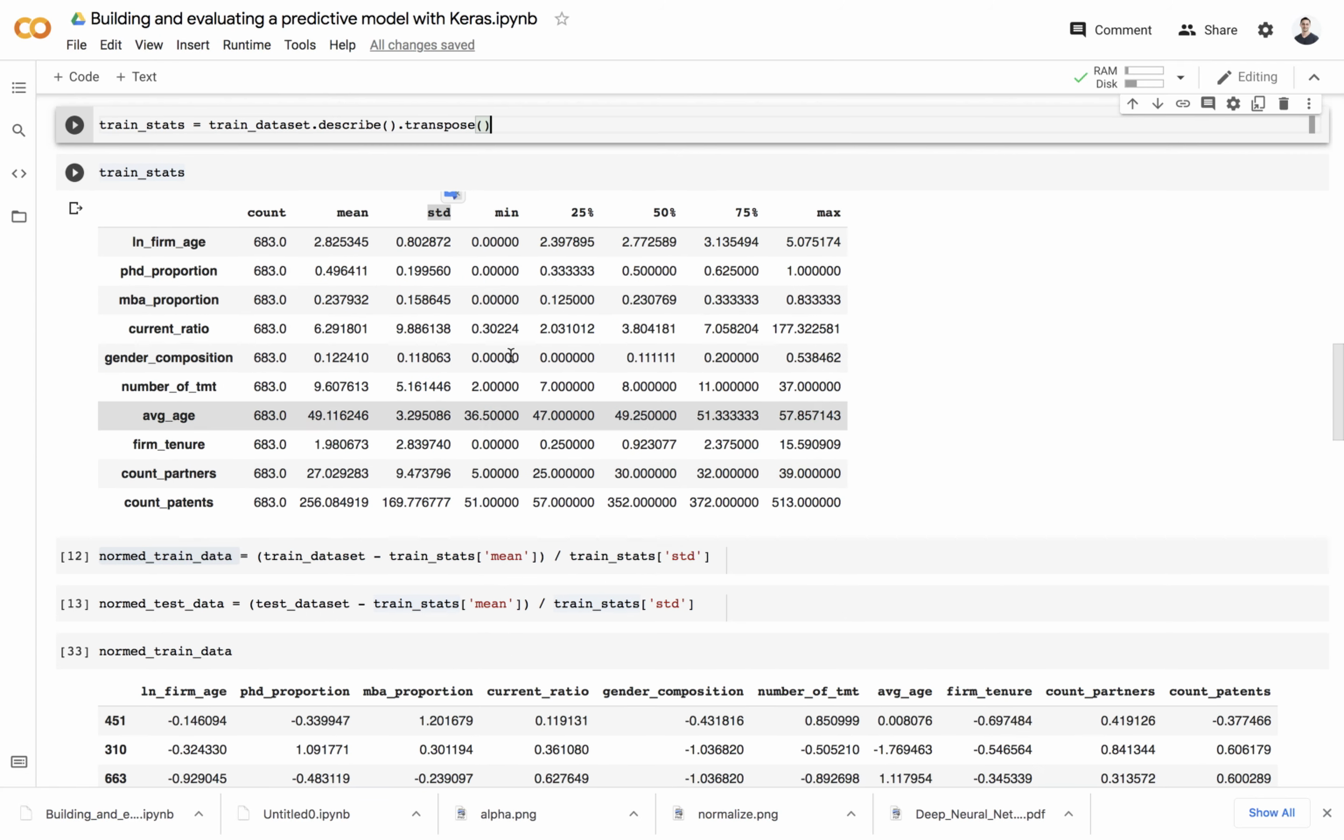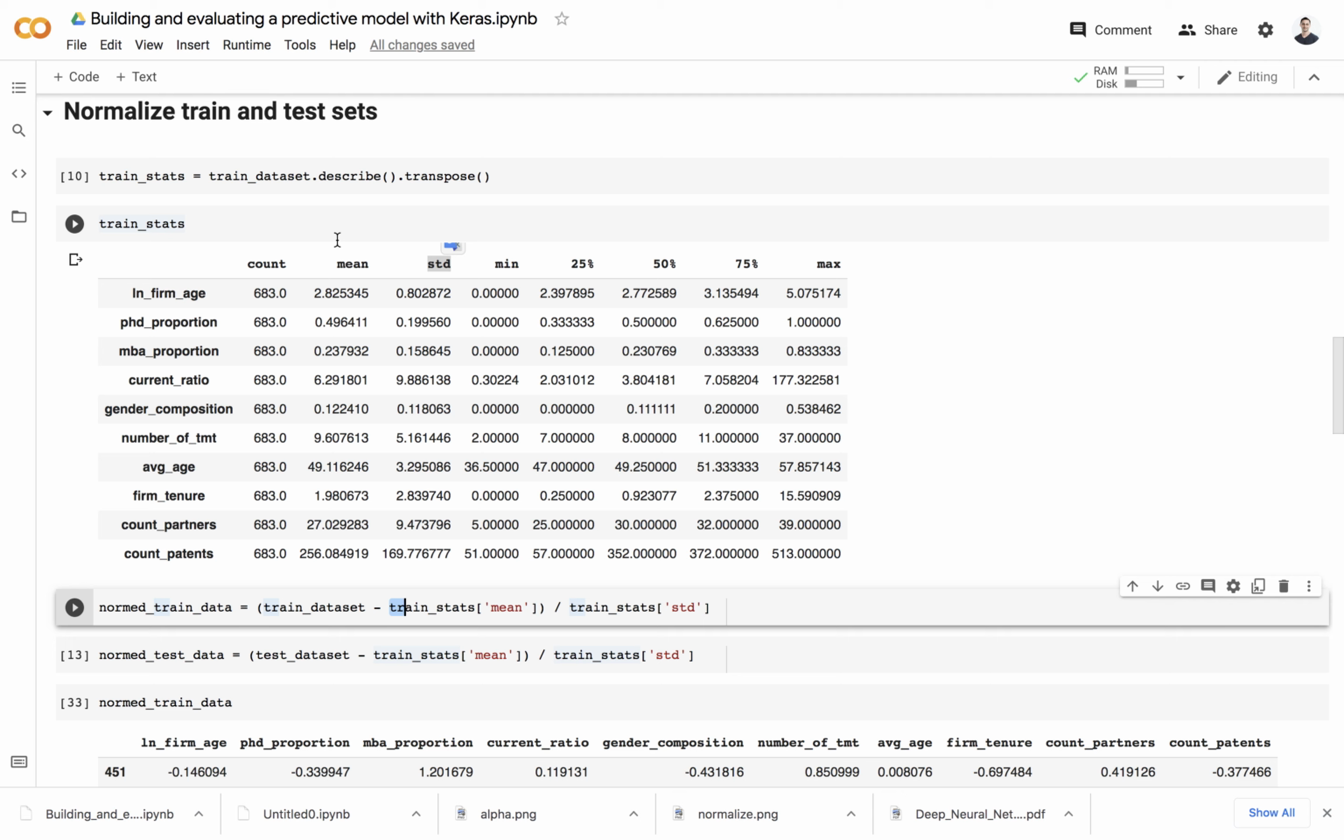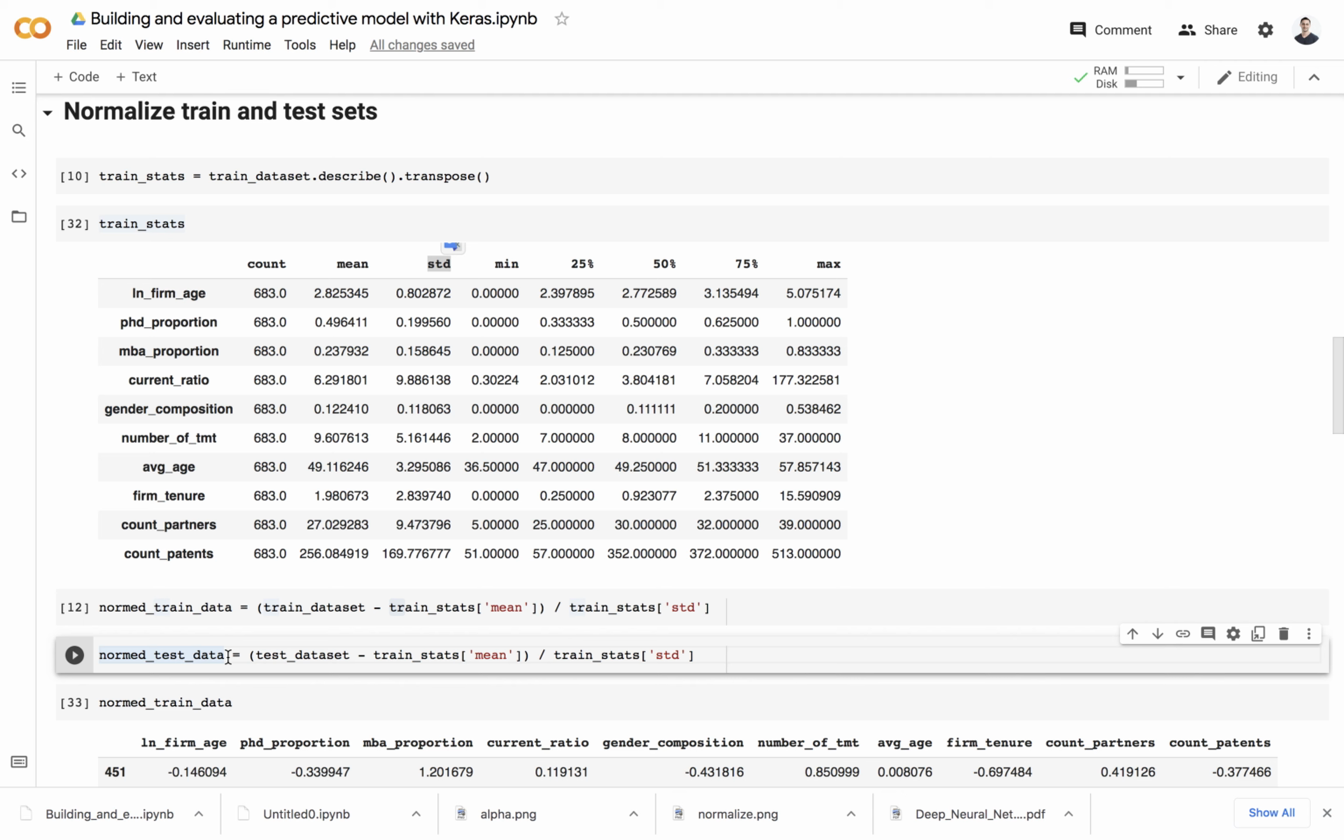Here I have used a traditional normalization algorithm which uses mean and standard deviation. Here I have the descriptive statistics: count, mean, standard deviation, minimum, maximum of all independent variables. I subtract the mean from the train dataset values and divide by the standard deviation to find normalized values for my train dataset. And I apply the same technique to my test set to find normalized test data.